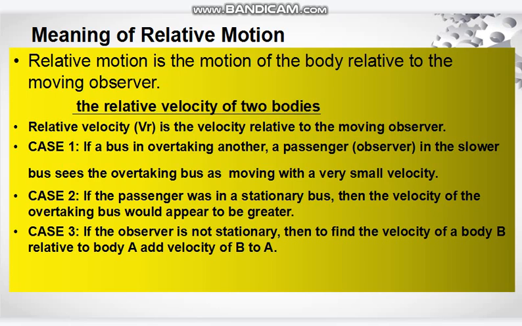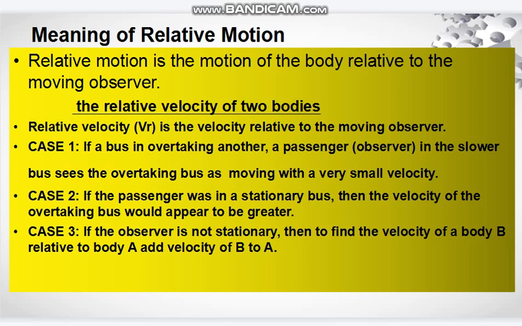As motion, there is the velocity, because motion means that they're moving, so the moving can have some kind of velocity. So we'll talk about the velocity that is relative to the observer. In the first case example, if a bus is overtaking another, a passenger or observer in the slower bus sees the overtaking bus as moving with a very small velocity.